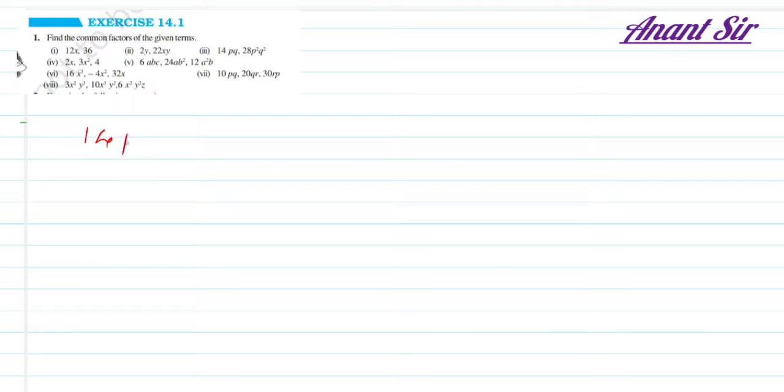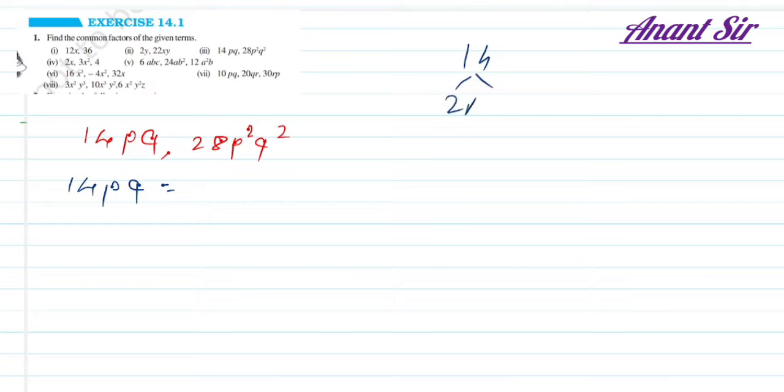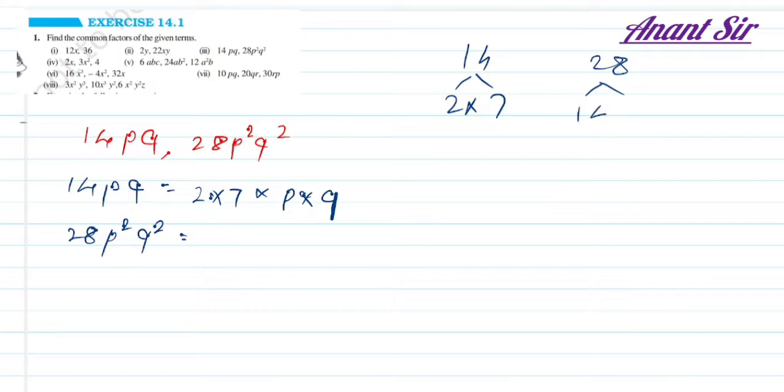So 14pq and 28p square q square. Okay. So 14pq, 14 now I can write as 2 times 7. 2 and 7 both are prime numbers. Multiplied by p, multiplied by q. Now it's 28p square q square. So 28 we can write as 14 times 2. 14 can be written as 2 times 7. This 2 again. So these are the factors.